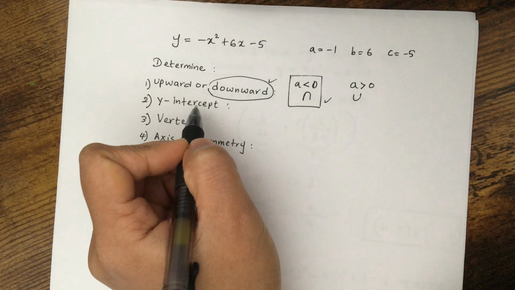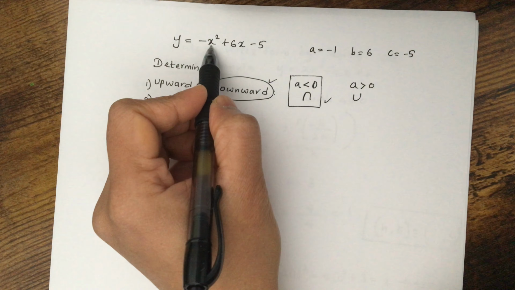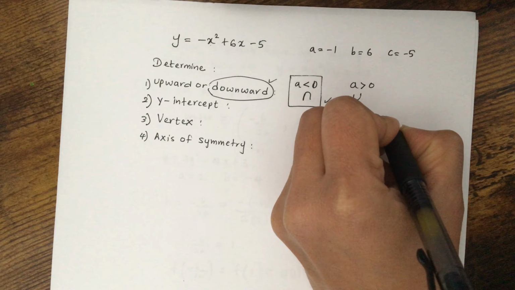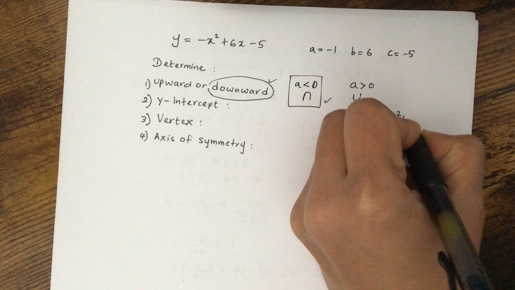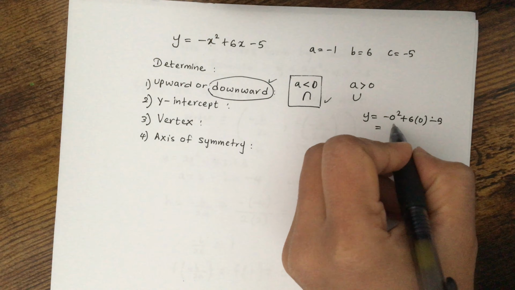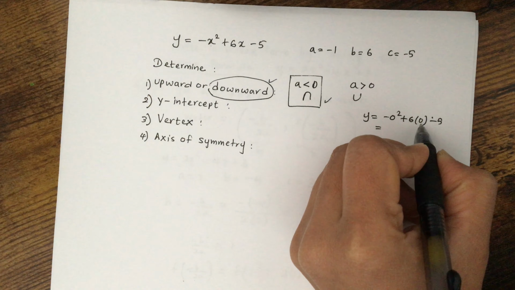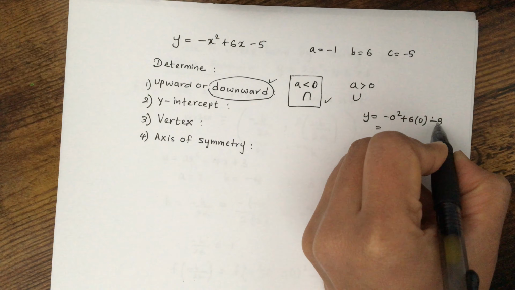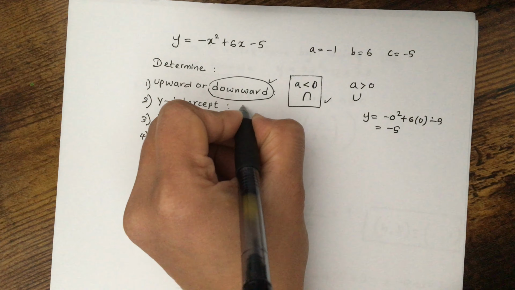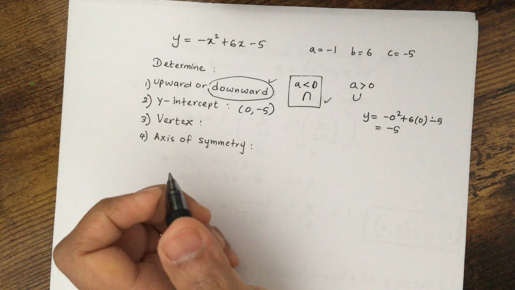And then how do you find the y-intercept? To find the y-intercept, you have to substitute x equals 0 into the function, right? And what is the y value then? Here 0 square times -1 is 0, and 6 times 0 is 0, and you have -5. So the y value is -5. Then your y-intercept coordinate is at x equals 0, y equals -5, right?